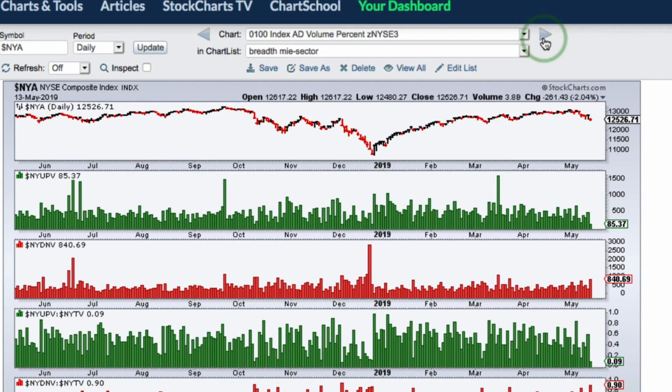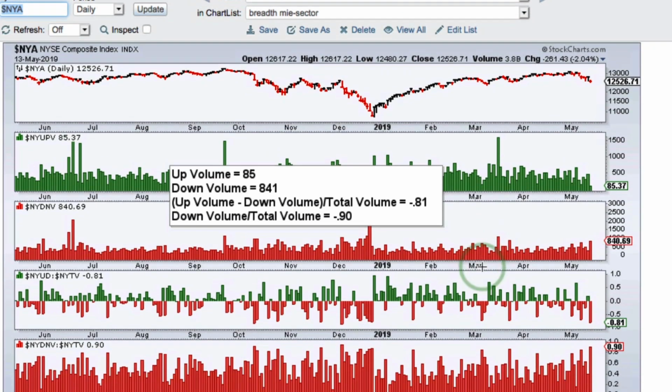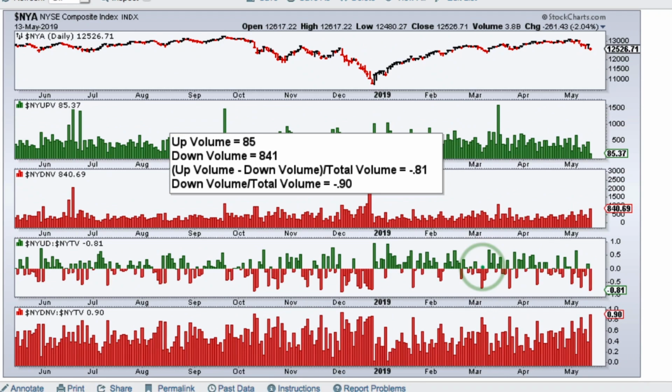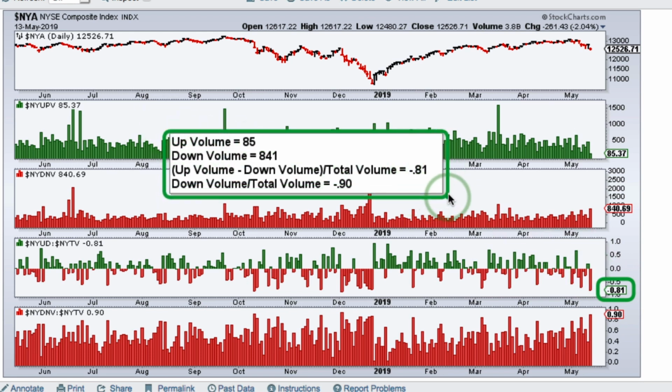So now if we look at this next chart, we can see how we get up volume, down volume percent, which is the basis for the S&P indicator that I'm going to show you here. So there we have up volume and down volume. And here we have up volume minus down volume. Well, actually, this is up volume minus down volume divided by total volume. You can see the calculation there in the little window.